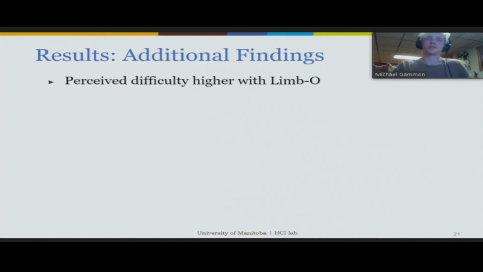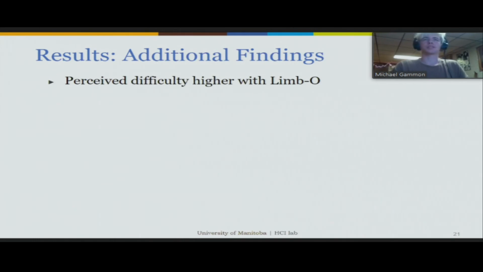Additionally, users noted that perceived difficulty was actually higher when using Limbo than when using the video comparison method for both of the tasks. Besides a lack of familiarity with the new technology, this is likely due to the fact that Limbo is actually less forgiving of deviations from the ground truth dataset, whereas with the video method, users wouldn't receive any feedback on such deviations. So this leads to the feeling of perceived difficulty in replicating the motion.